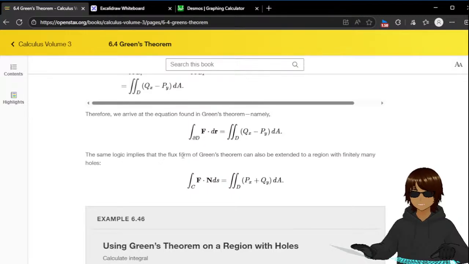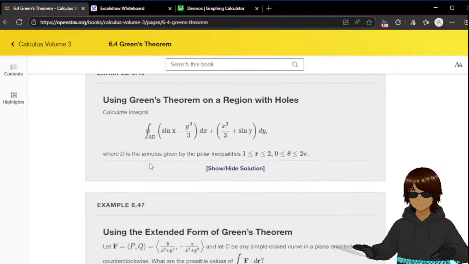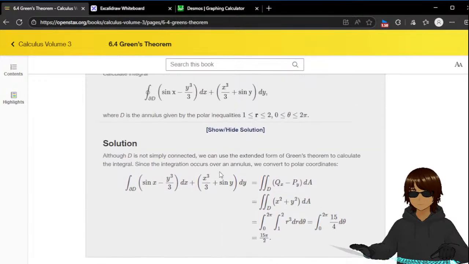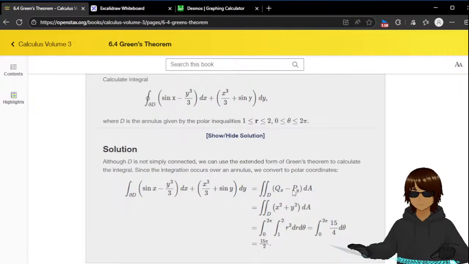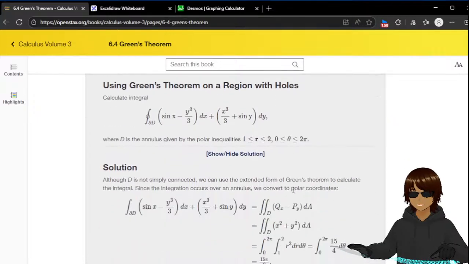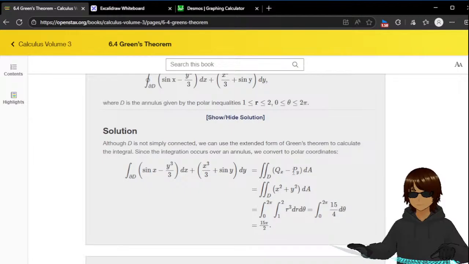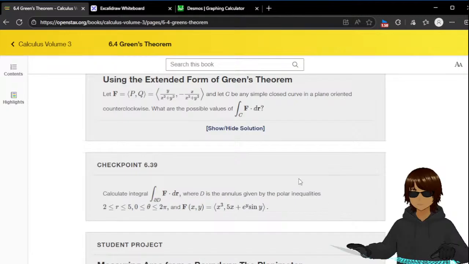The same logic implies that the flux form of Green's theorem can be extended to a region with finitely many holes. So Qx minus Py. Then we have x squared plus y squared. We are left with 15 over 4.